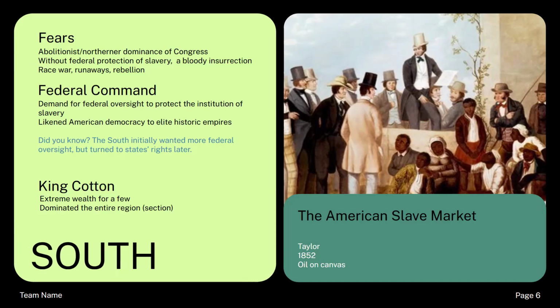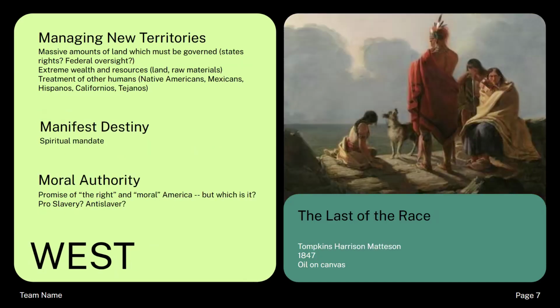And then King Cotton, you see that again, extreme wealth for both the South and the North. But in the South, it's concentrated among a few, but it dominated the entire region. And then finally, when we see artwork pertaining to or describing or emphasizing the West, we see examples like this one created in 1847 called The Last of the Race. It's this idea, this promotional campaign, which is of course false, that Native American populations would essentially become extinct, that as America expanded west, Native people would die out.